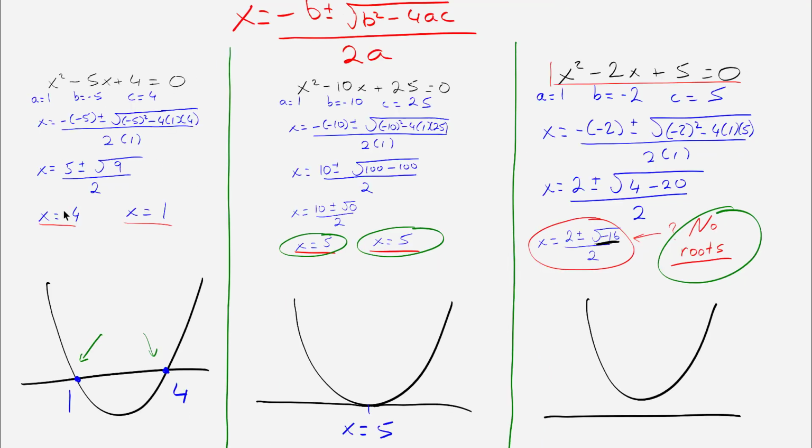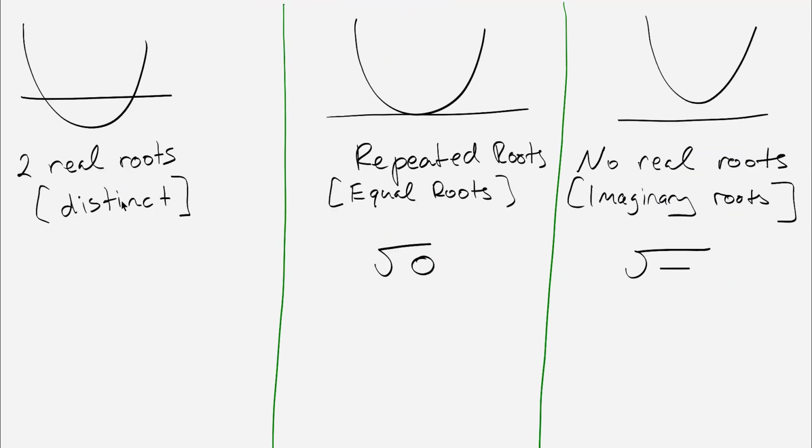And then the example here on the left, we got 2 distinct different roots because we had the square root of a positive number, and 5 plus 3 divided by 2 gave me 4, and 5 minus 3 divided by 2 gave me 1. So in the example on the left, you're going to have 2 real roots if you've got the square root of a positive value in your minus b formula.